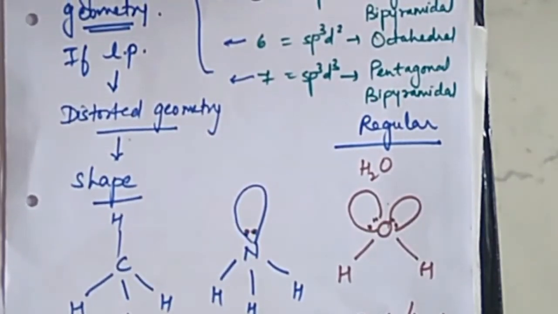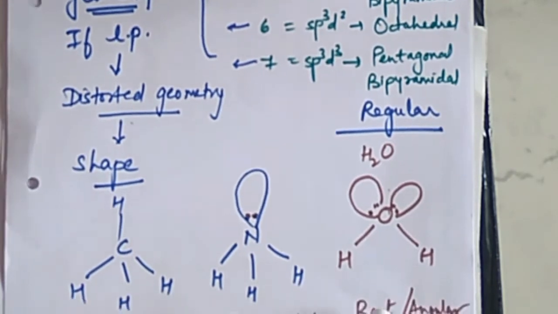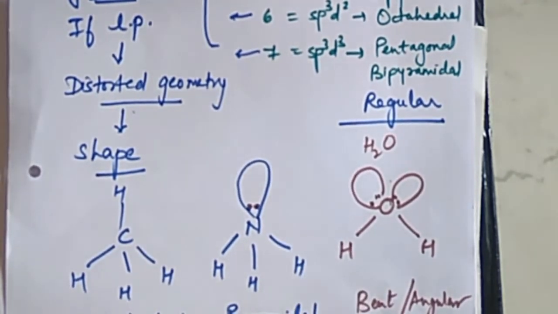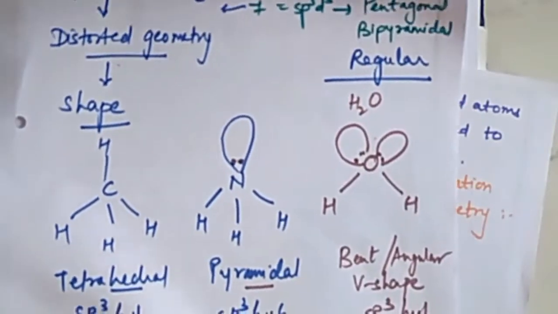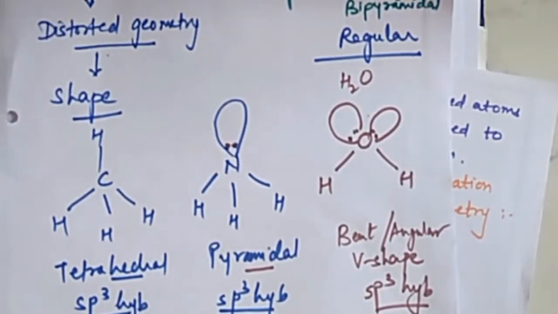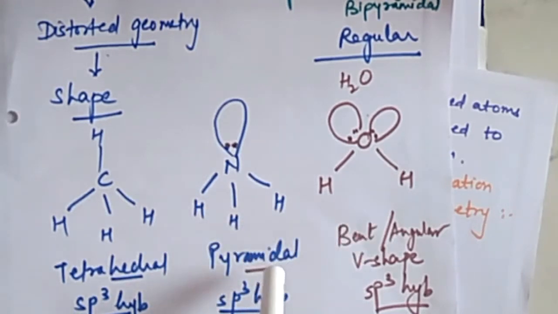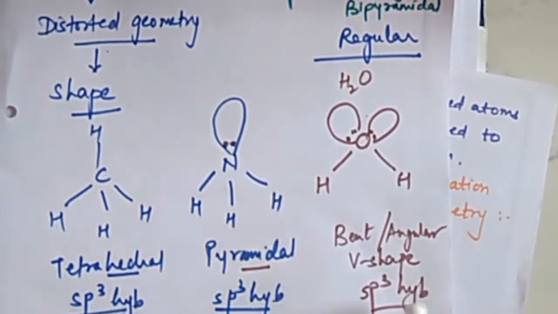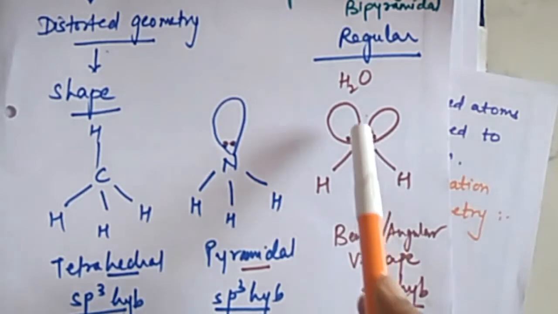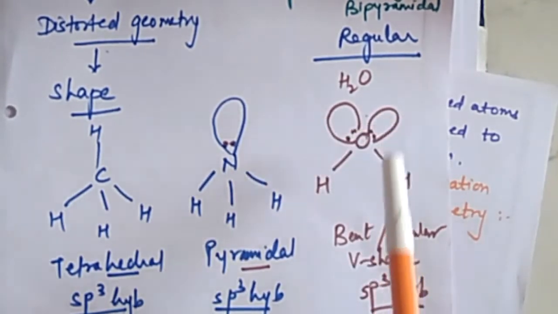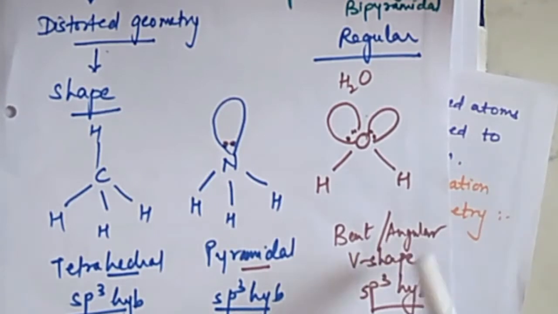For example, if we consider the methane molecule, we have a tetrahedral geometry with sp3 hybridization. We know this, right? If we take the ammonia molecule, ammonia again has sp3 hybridization, so its geometry should be tetrahedral, but because of the presence of one lone pair, it gives a pyramidal shape. In the water molecule, we have sp3 hybridization, so its regular geometry is tetrahedral, but because of the presence of two lone pairs on the water molecule, we get a bent or angular shape, or we say it is a V-shaped structure.